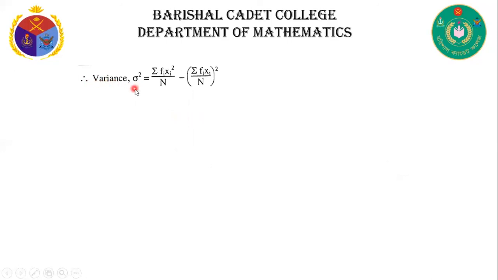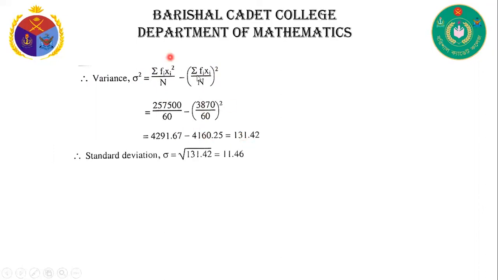Now we know from the formula of variance, sigma square is equal to summation of fi xi square divided by N minus summation of fi xi by N whole square. Now putting this value here, then we can write this term. After calculating this, we can write 131.42. This is our required variance. If we square root this term, then it becomes standard deviation. That's why here we can write standard deviation sigma is equal to root 131.42, that means 11.46. This is our required standard deviation.